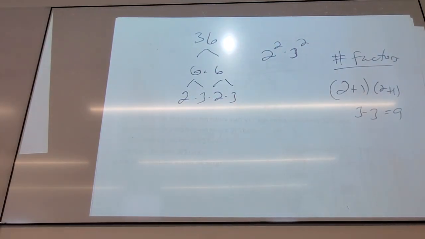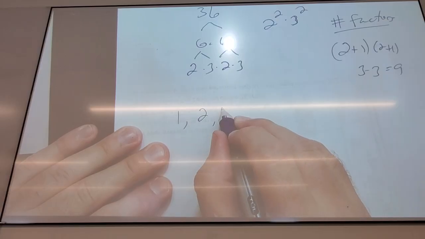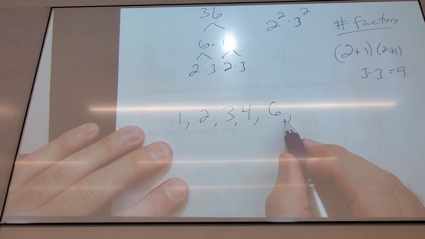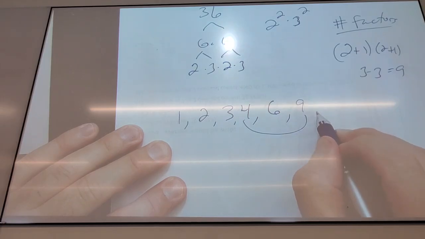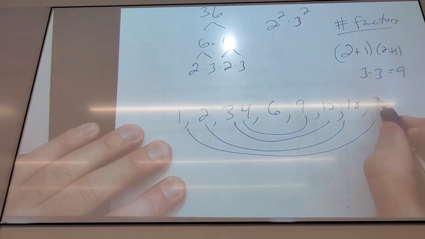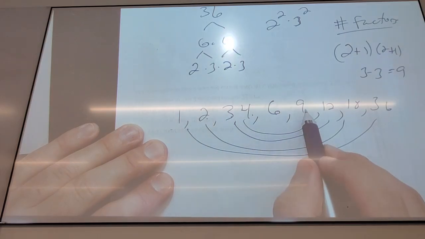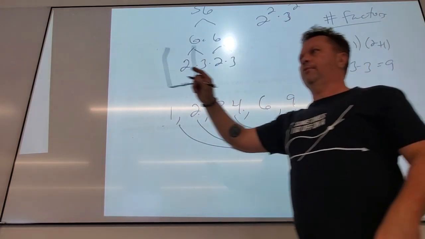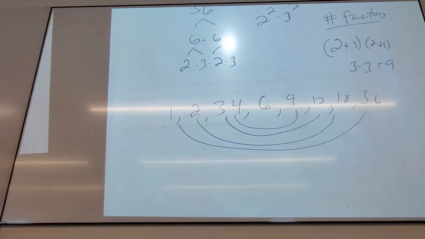So if I go to make this guy's list, it'll be 1, 2, 3, 4, 6. Sweet, right? And then 9, 12, 18, 36. And that's 1, 2, 3, 4, 5, 6, 7, 8, 9. So when will I get an odd number of factors? If I have a number that is a square, a perfect square. Right?